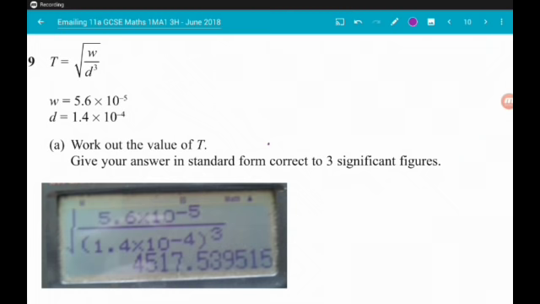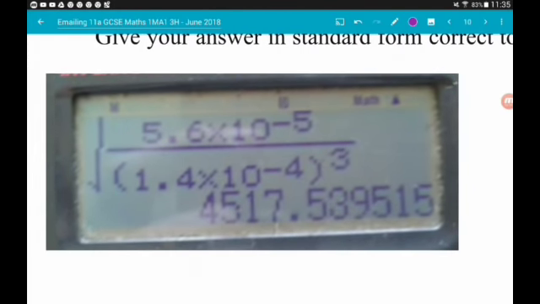Question 9, so we got t is equal to the square root of w over d cubed. We're told w is 5.6 times 10 to the minus 5, d is 1.4 times 10 to the minus 4. We want to work out the value of t, giving our answer to 3 significant figures in standard form. So really we want to be typing this into our calculators. First of all, be really careful with how you type it in. If you type it in exactly like this, hopefully you'll get the same answer.